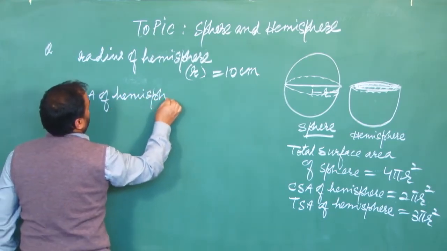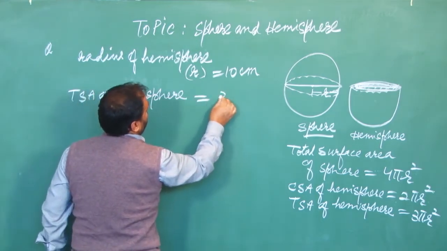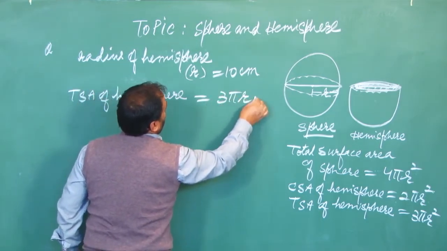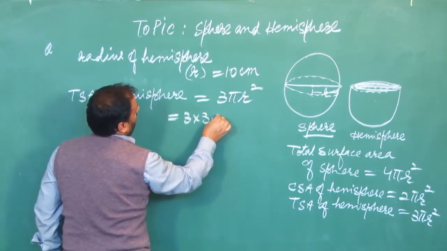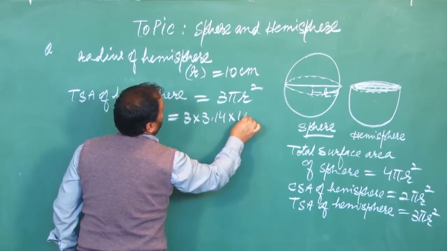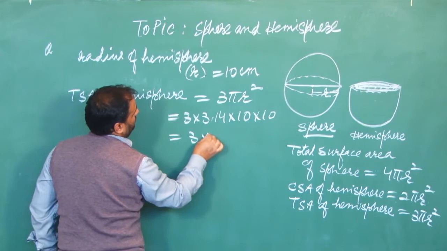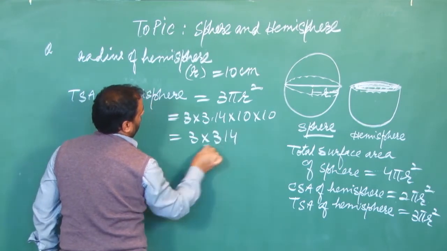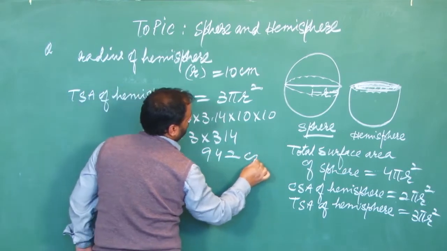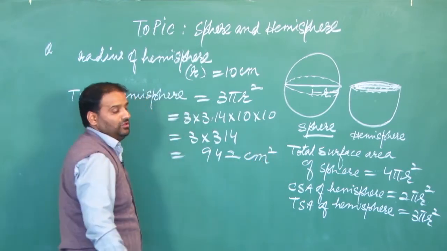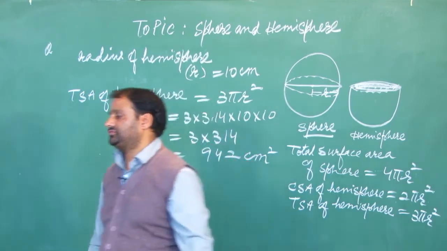So the total surface area of the hemisphere is equal to 3 pi r square. Now, the question says take pi as 3.14, and r square is 10 into 10, that is 100. So, 3 into 314 is 942 centimeters square. So, the total surface area of the hemisphere is 942 centimeters square.